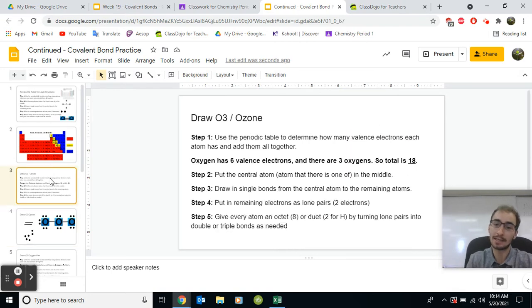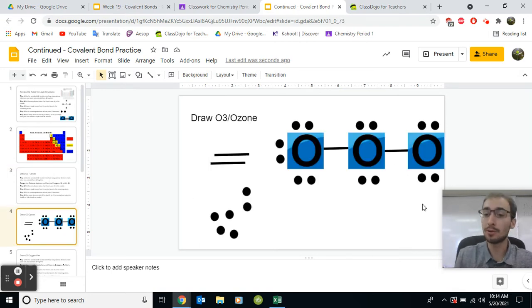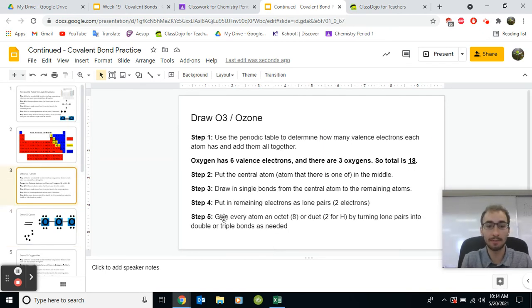I only got 18. But hopefully you notice there's a problem. This oxygen has 8. This oxygen has 2, 4, 6, 8. This oxygen has 2, 4, and 6. This oxygen is not full. This oxygen needs 2 more. So if you've used them all, but one of them is not complete, you have to go to step 5.